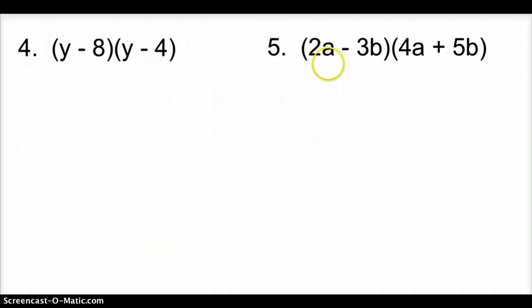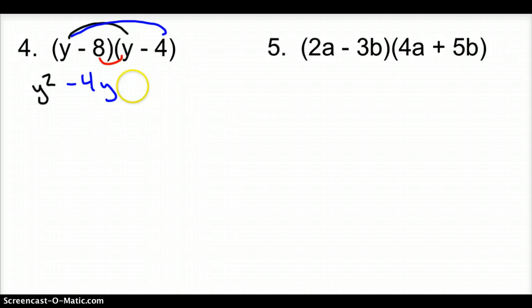Let's try a couple more. I'm just going to use FOIL, because we have an acronym, because we have two binomials that I'm going to multiply together. So first, I have to multiply the first thing in each set of parentheses, so I get y squared. Then I have the outer terms, so it's going to be minus 4y. Make sure we are multiplying. It's a common mistake not to multiply here. Now I'm taking the inner terms, which is a negative 8y. I'm multiplying them. And then finally the last terms, so it's going to be plus 32.